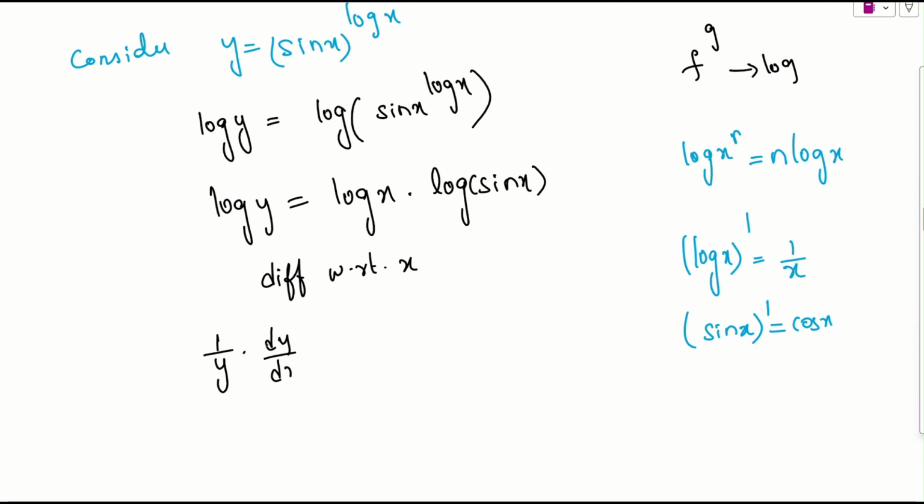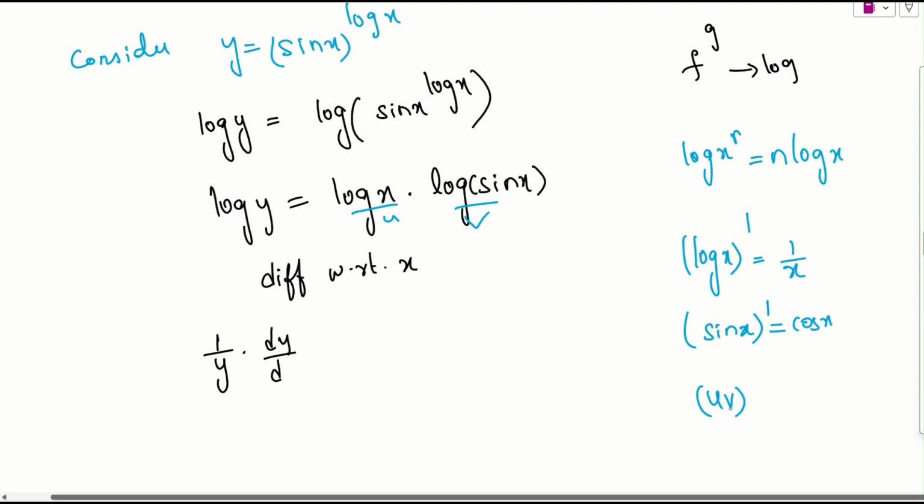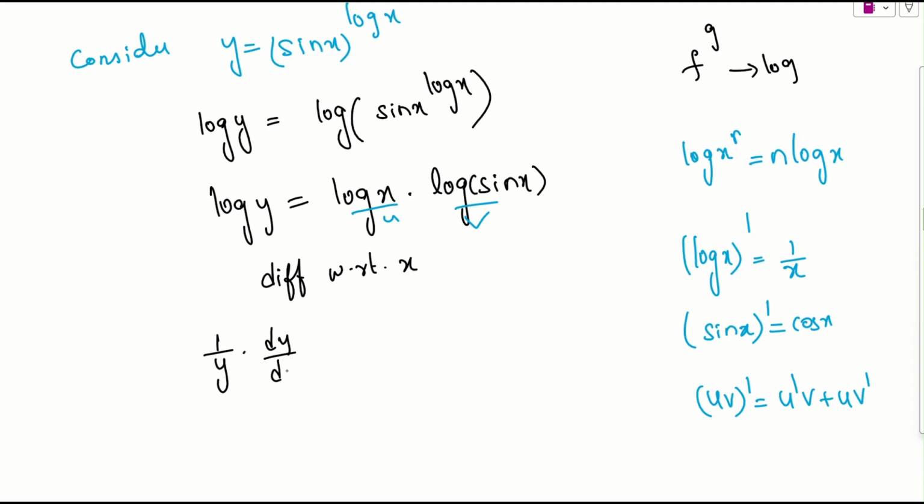Okay, this is in the form of the product rule. So what is the product rule here? Let me show you. This is u, this is v. So what is the derivative of uv here? u dash v plus u into v dash. So the same formula I'll be applying here. Let me complete this one. So the derivative of log x will be 1 by x times log of sin x, agree, plus log x as it is, times the derivative of log sin x, which is 1 by sin x, and we need to apply the derivative of sin x.